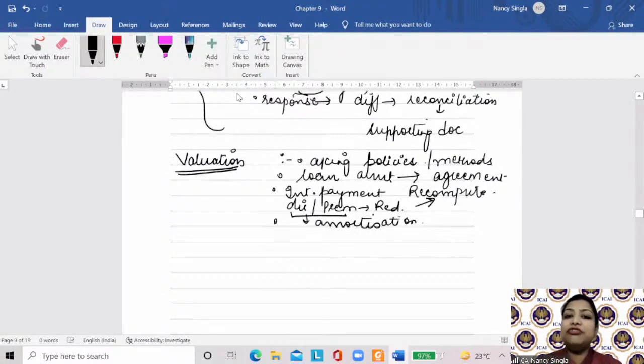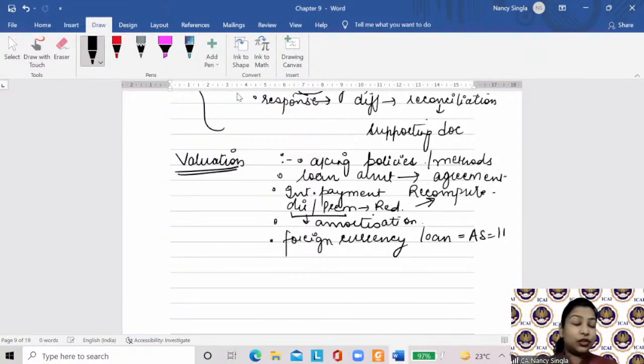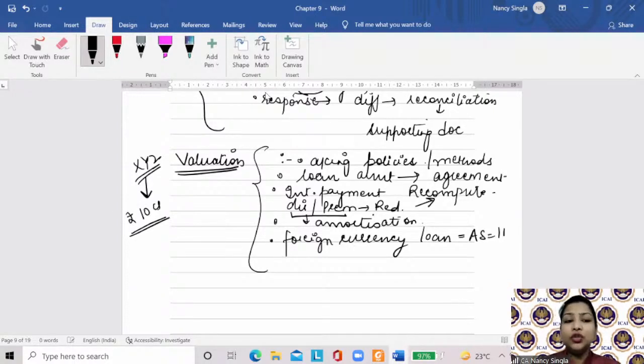And if any foreign currency loan has been taken by the client, so auditor will have to see whether the same is restated in terms of AS 11, which is effects of changes in foreign exchange rate. Okay, very simple. So you may get a question with respect to valuation of borrowings, that XYZ Limited, when you inspected the financials of XYZ Limited, you saw that during the year, new loan amounting to 10 crores has been taken. Okay, so how will you verify the valuation of such loan?